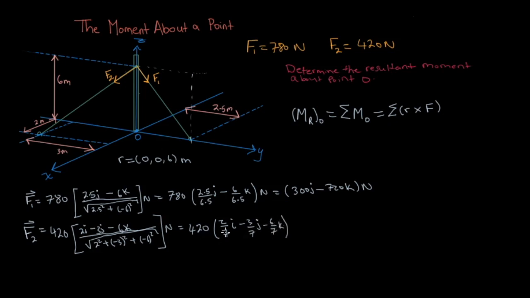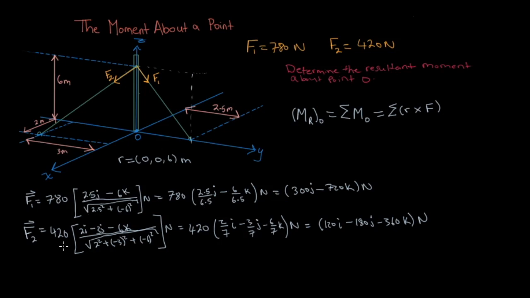And so when we multiply 420 into this term, what we get is 120i minus 180j minus 360k here. And this will be in newtons. Okay, so that's the first step done. We now have the force vector for F1 and F2.